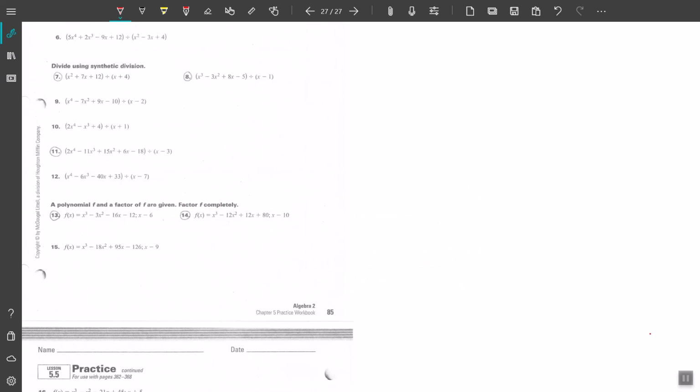All right, number 14, same thing again. I'm dividing because I know x minus 10 is one of my factors. So I'm going to divide synthetically with that 10. I'm going to write my coefficients out. Again, they have not skipped any degree, so I don't have to account for that. I'm going to pull the 1 down, and I'm going to multiply. Doing that math again quickly for time's sake will give me this right here. Remainder of 0 once again.